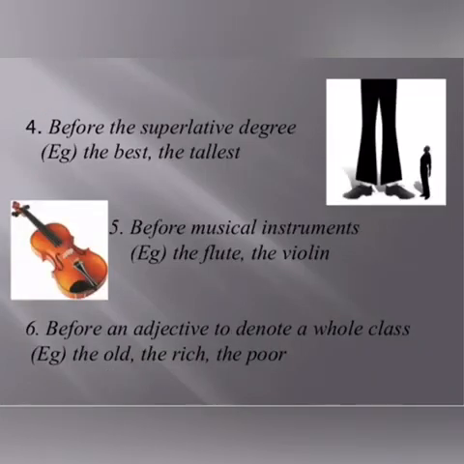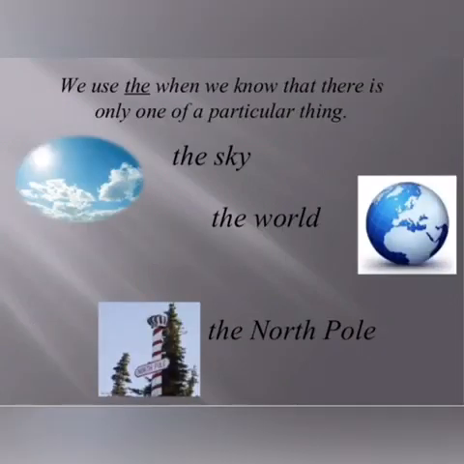Now let's see some more examples. We use the before the superlative degree, like the best, the tallest, the greatest. We also use the before musical instruments, like the flute, the violin. And the last thing is that we use the before an adjective to denote a whole class, like the old, the rich, the poor. Now here we have more examples. We use the when we know that there is only one of the particular thing, like I have told you before. So we use the with the sky, the world, the North Pole, the South Pole, the Pacific, the Quran, and so on.